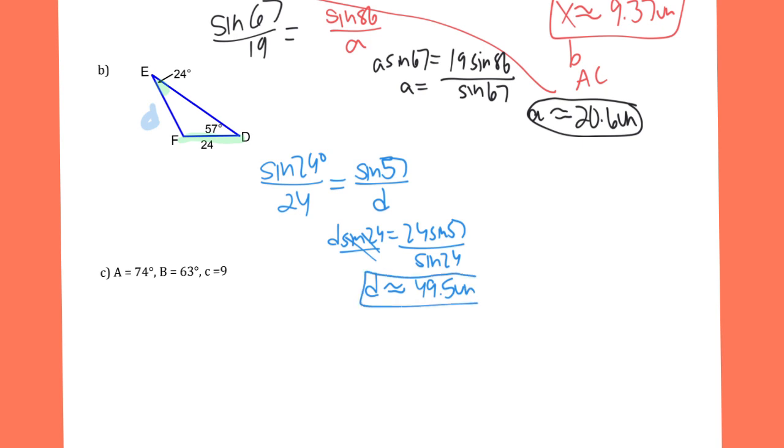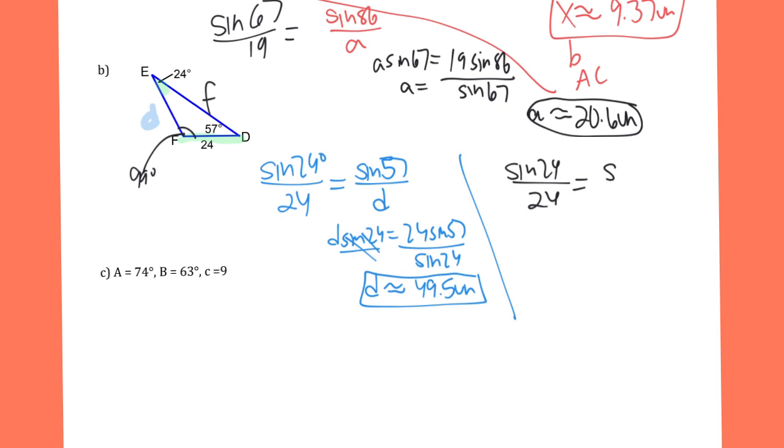Okay. And then if we would like to find the measure of side F, we'll call this side F over here. Okay, we have to start with a pairing. We know that sine of 24 pairs up with the length 24 across from it. And then we've got to subtract here to find out what this angle is. We can do that real quick: 180 minus 57 and 24. That will give this to be 99 degrees.